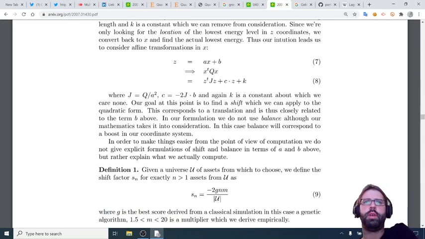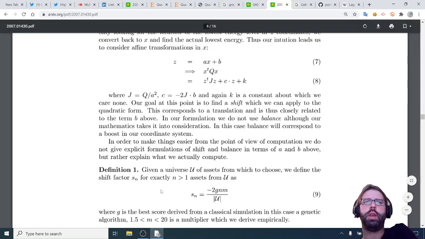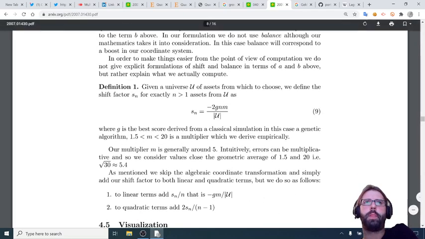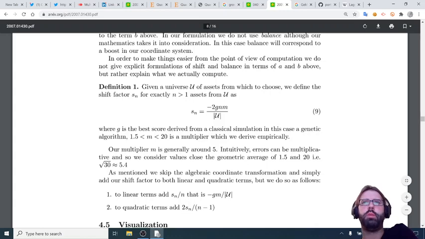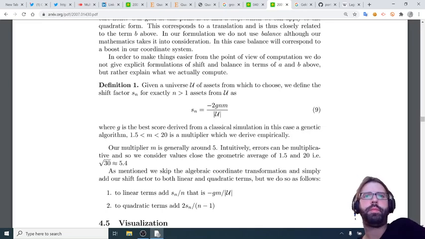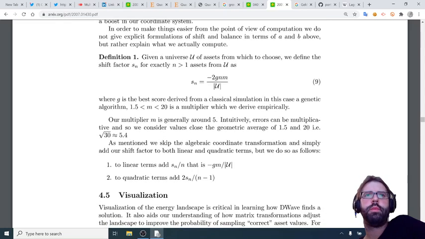Given the universe U of assets from which to choose, we define a shift factor Sn for exactly n, bigger than 1, assets from U, which is the best score derived from a classical simulation. In this case, a genetic algorithm is a multiplier. Empirically, our multiplier m is generally around 5. Intuitively, errors can be multiplicative, and so we can say values close to linear terms. There's some sort of shift added. To quadratic terms, there's another shift added.